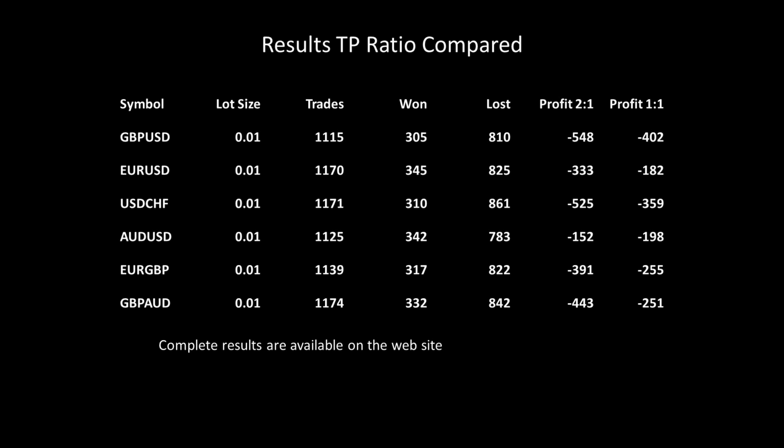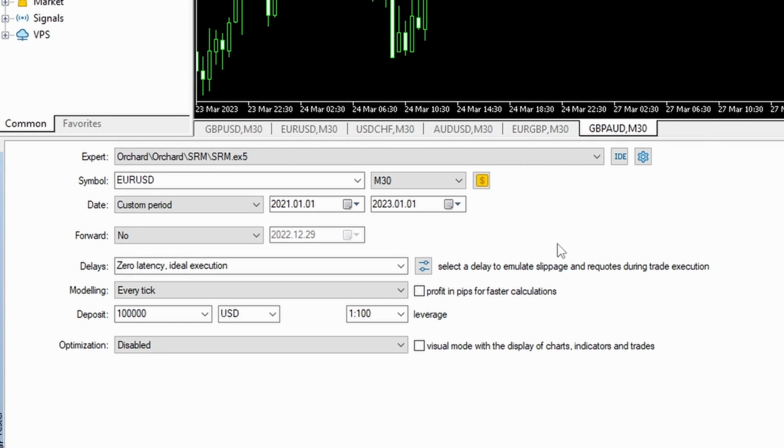As the note here says, if you go to our website, and there will be a link in the description, then you can see these results in detail. You'll see the results that I've actually downloaded directly from MetaTrader, and you can see the entire web page result for each of these symbols if you just click on the symbol in the charts that are shown. So now you've seen the results from my 6 symbols run twice, once with a take profit ratio of 1-to-1 and with a take profit ratio of 2-to-1 over a 2-year period, using the back tester on MetaTrader 5.